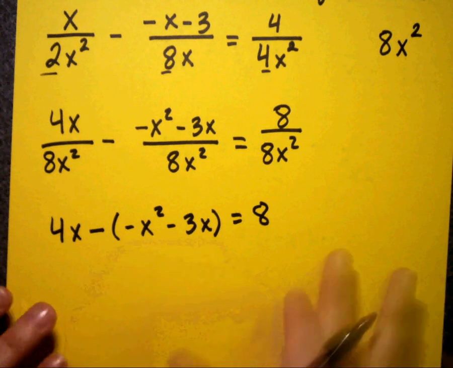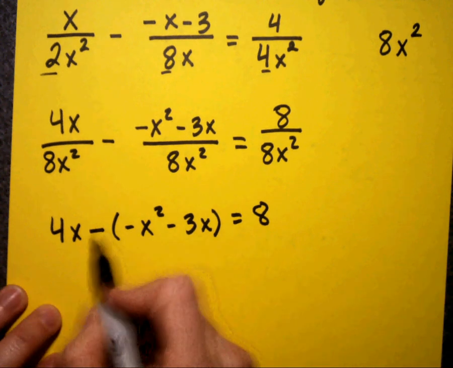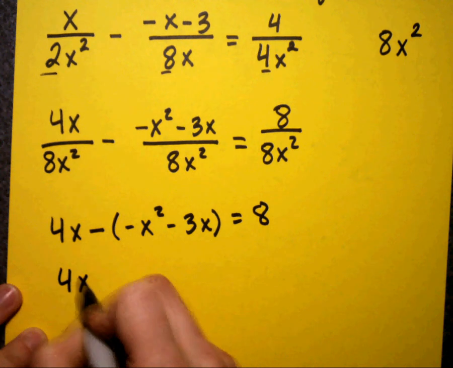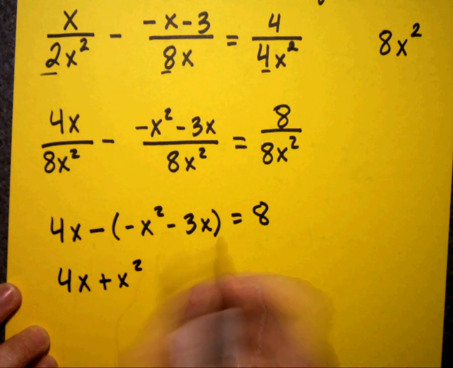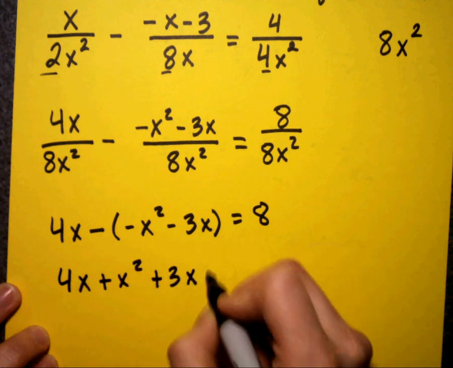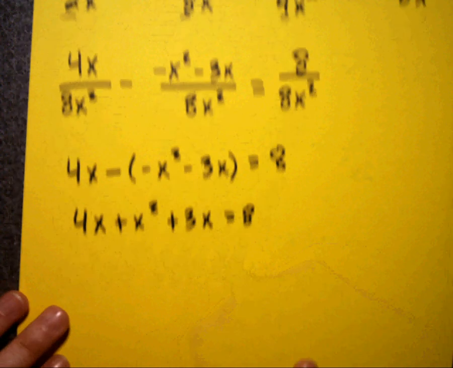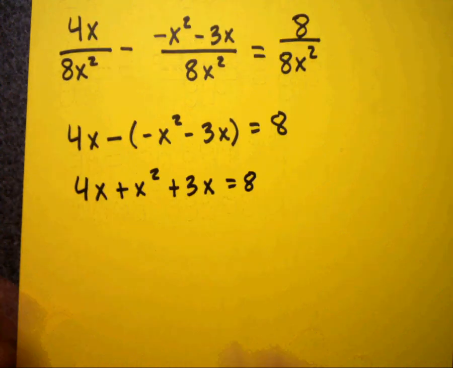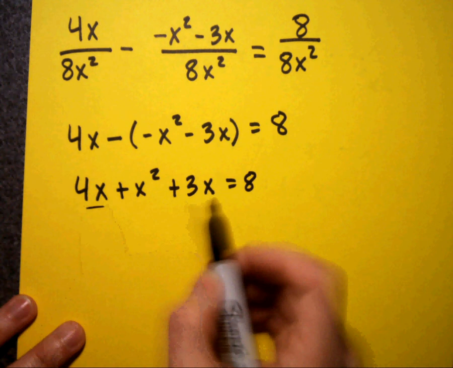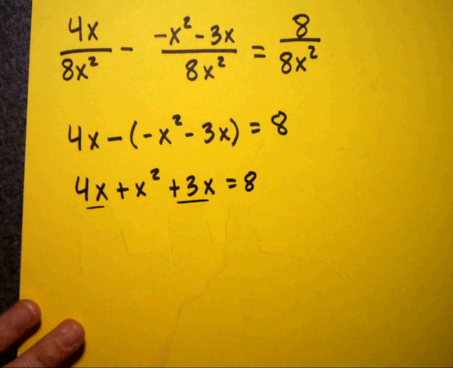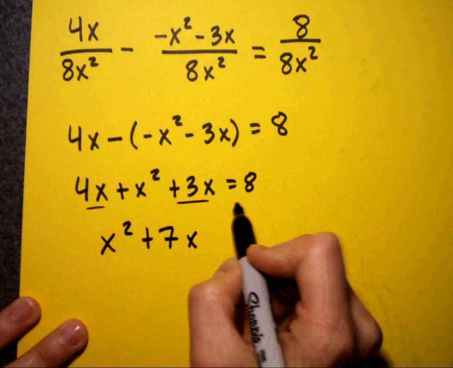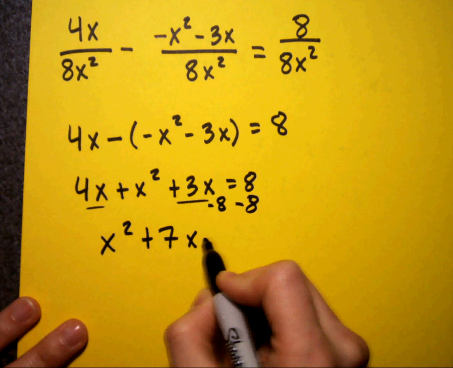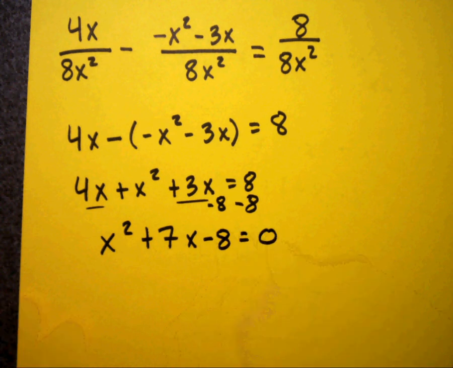So we'll go ahead and clean this up. I'm going to distribute my negative. So my 4x remains, and then negative times a negative gives me positive x squared, and a negative times a negative gives me positive 3x equals 8. And whatever method I choose to solve this quadratic, I need to move everything to one side and combine some like terms. So 4x plus 3x, those are like terms, gives me 7x, so I have x squared plus 7x. And I'll go ahead and subtract 8 from both sides so that I have all of my terms on the same side of the equal sign.